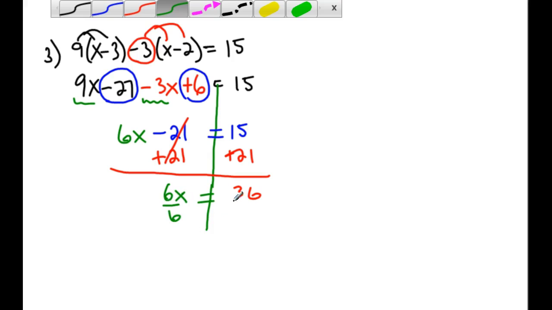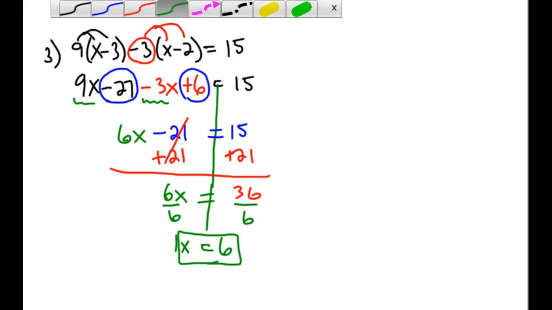You only want to know how much one x is worth, not 6 of them. So 6 divided by 6 makes this a 1x. 36 divided by 6 makes it 6. So 1x, or just x, is 6. You can plug it into here, plug it into there, do your math, and see if all of this stuff is going to be 15. I'm pretty sure I did that right, so it should be.